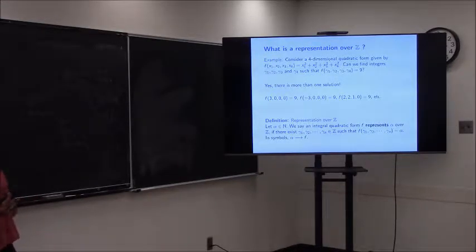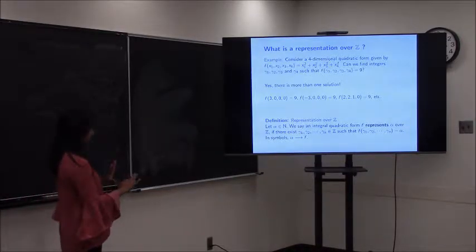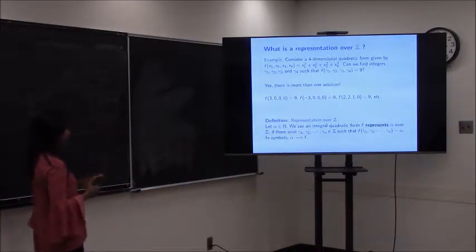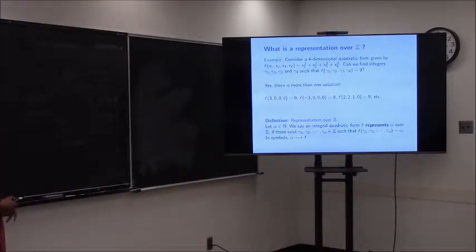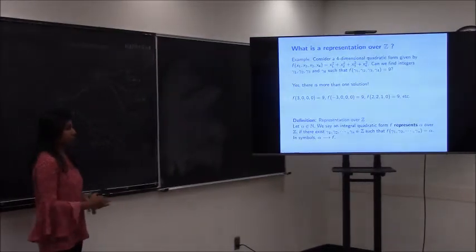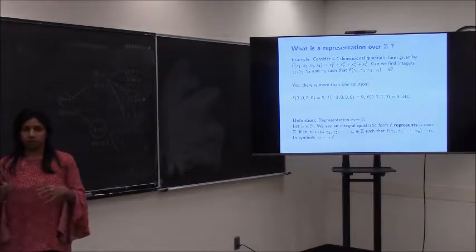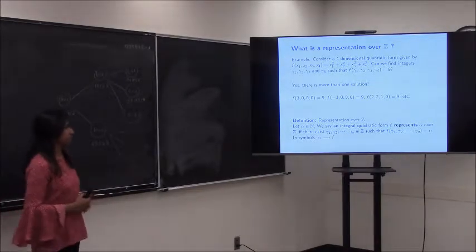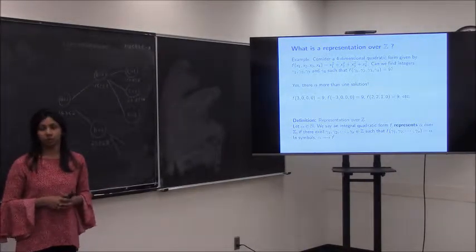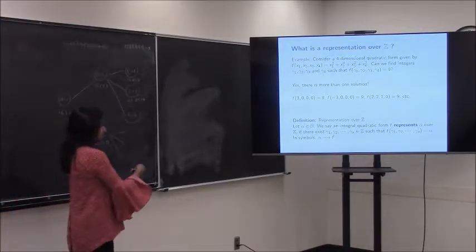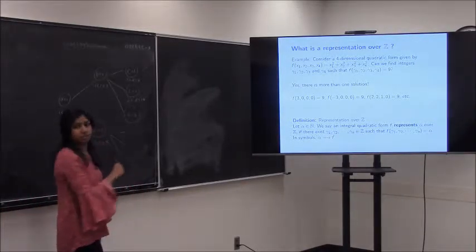Now let's see the formal definition of representation. If we take any positive integer alpha, we say the integral quadratic form f represents alpha over Z if there exist integers gamma 1 to gamma n such that f of gamma 1 to gamma n equals alpha. That is, we have to find integers that satisfy the given quadratic form. In symbols we denote it as alpha arrow f.